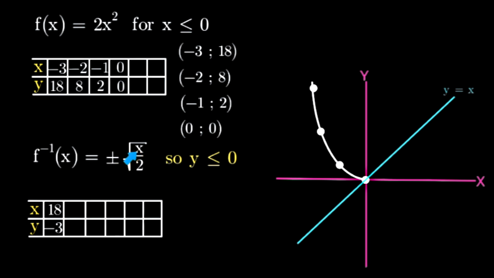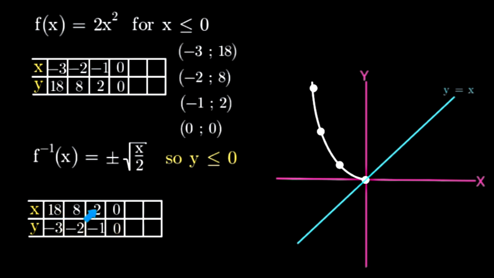My next easy x is 8 because 8 divided by 2 is 4 and the square root of 4 is plus or minus 2, but we want the minus 2. Then we can choose 2. 2 divided by 2 is 1. The square root of 1 is plus or minus 1, but we want it to be minus 1. And the last one, because we want it to be equal to 0, x is 0. So 0 divided by 2 is 0, and the square root of 0 is 0. And there is our pair.